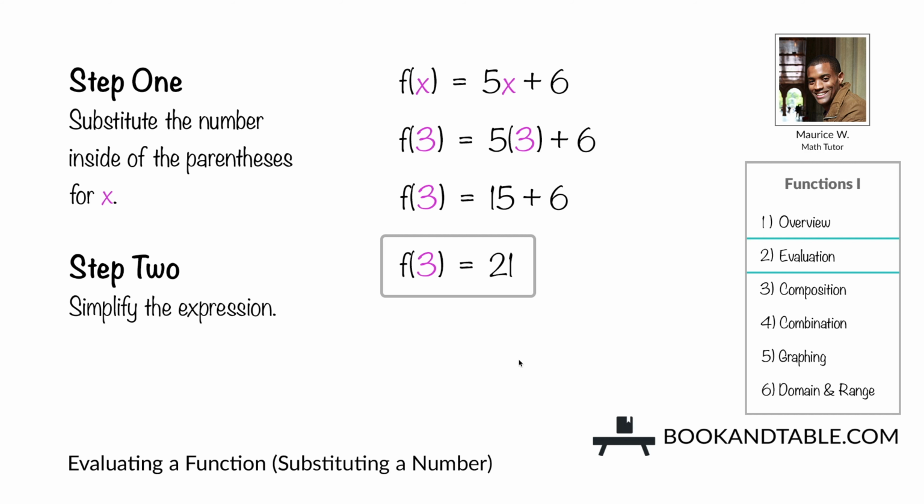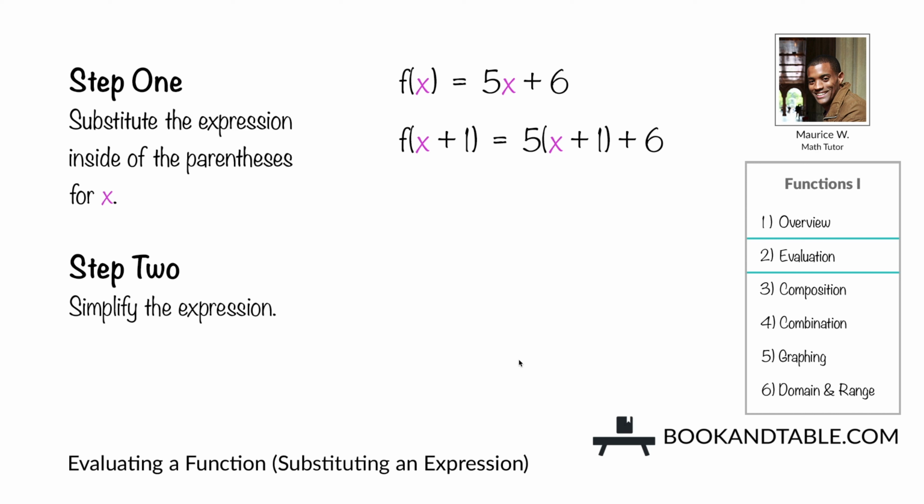But what do we do if we're substituting an expression instead of a number? Step 1, substitute the expression inside of the parentheses for x. So again, our function is the same. f of x is equal to 5x plus 6. But now inside of the parentheses here, we have x plus 1 instead of x. So we substitute x plus 1 everywhere we see x in the expression. So we get f of x plus 1 is equal to 5 times x plus 1 plus 6. Instead of x here, we have x plus 1.